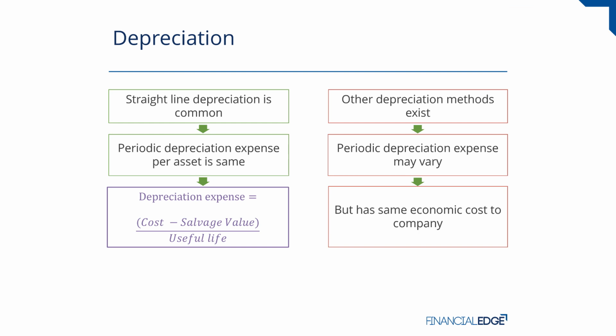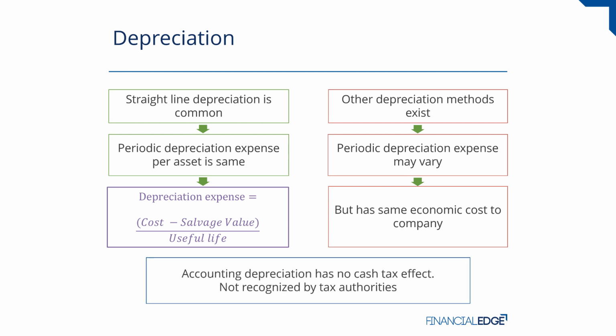Another important thing to realise is that the accounting depreciation has no cash tax effect. Well, what does this mean? The accounting rules that you have used, maybe US GAAP, Japanese GAAP, UK GAAP, IFRS, whatever you've used to come up with your depreciation does not affect the amount of cash tax that you pay. Why is this? Because the tax authorities do not recognise your accounting depreciation. Instead, they come up with their own value for depreciation.